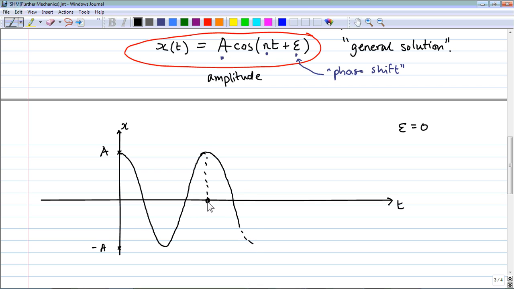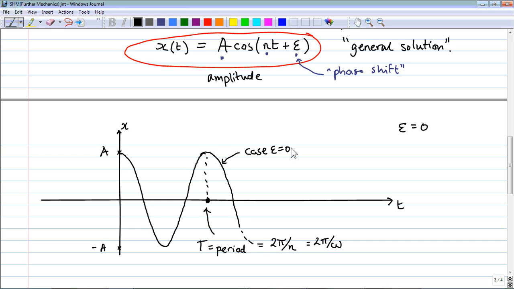And here, what will this point be? This will be one period. T is the period. Now what is the period? Well, of course, if n is 1, then the period is 2 pi. So the period is 2 pi over n. And that's something you should know, although in physics you will have learned it as 2 pi over omega. So this is the case epsilon equals 0.